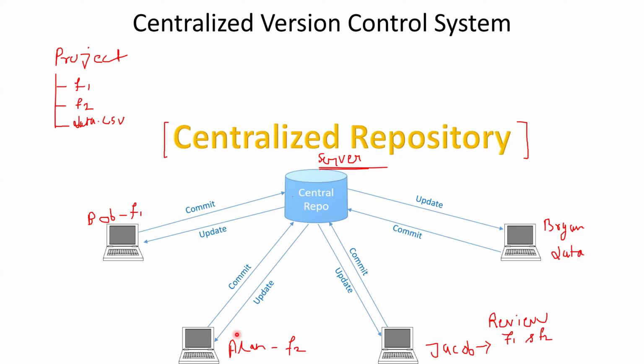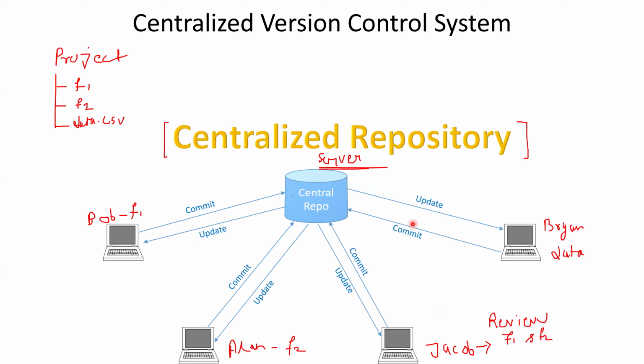So he is not taking the complete project, just F2. In his laptop he only has the F2 file. Similarly, Bob got F1, made some changes, and pushed it back to the server. Then Jacob has to review it, so he downloaded files F1 and F2 from the server. He reviewed them, saw everything was good, and added some comments on the issues from his side. And he committed back, changing the file on the central repo.